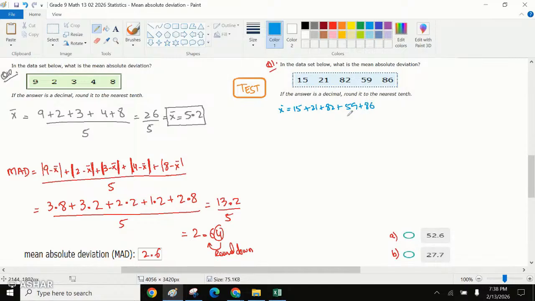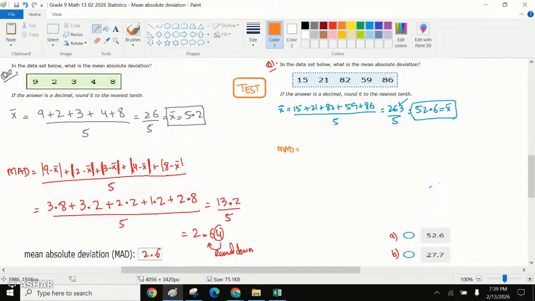15, 21, 82. You don't have to do this. You can simply write X bar and put it in the calculator, divide by 5. Okay, that's easier. 15 plus 21 plus 82, 59 and 86. I don't have to write it, but I'm writing because I'm explaining. The total is 263. Agreed. Divide by 5. It comes out to be 52.6. You just simply do this part and this part, right?